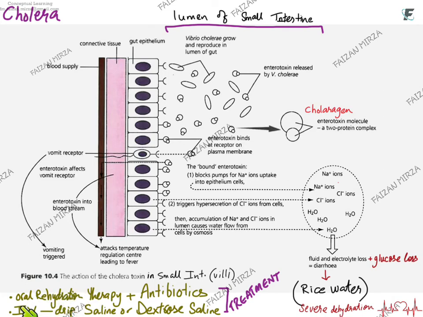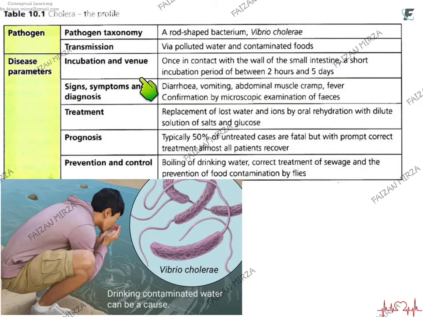But then the person must be rushed to the hospital. An IV drip of saline or dextrose saline is the only treatment that will assist the rehydration of a person, together with high doses of antibiotics. So this is again something that I've already discussed, how this table actually works for the disease parameters and the features.